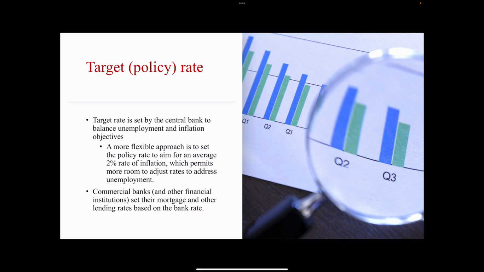So the target or the policy rate is set by the central bank in an attempt to balance unemployment and inflation objectives. A more flexible approach is to set the policy rate to aim for an average 2% rate of inflation, which permits more room to adjust rates to address unemployment. Commercial banks and other financial institutions then set their mortgage rates and other lending rates based on the bank rate.